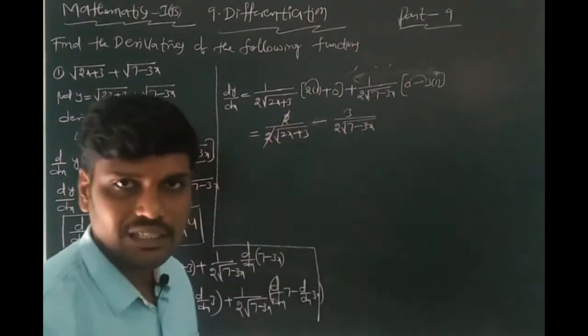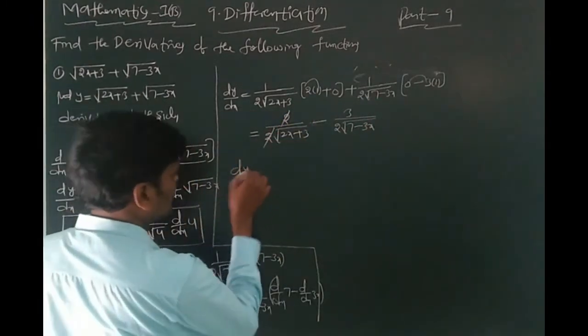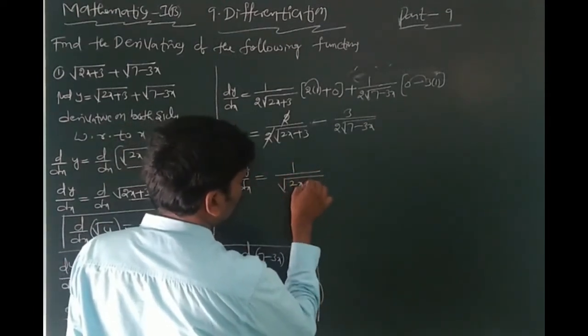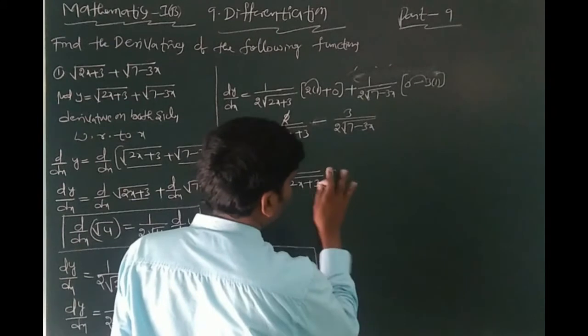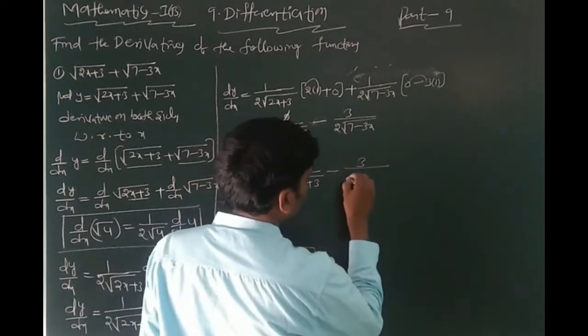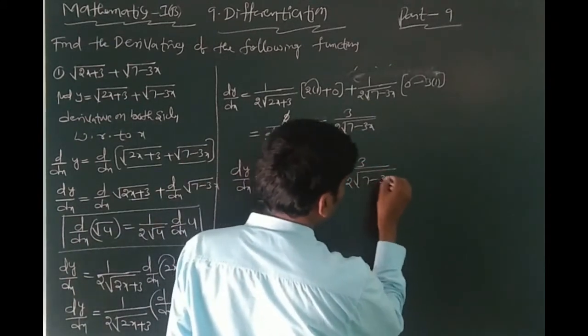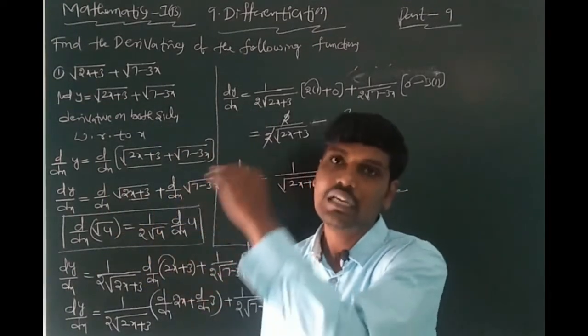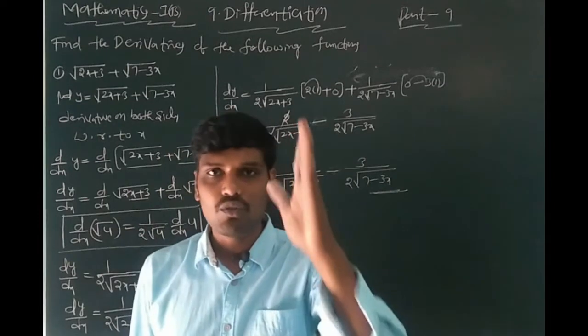The 2 gets cancelled. Remaining, dy by dx is equal to 1 by square root of 2x plus 3 minus 3 by 2 into square root of 7 minus 3x. This is the derivative of the given function. This is the way you can solve the problem.